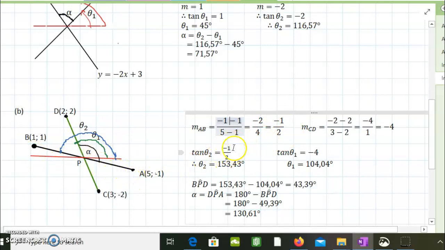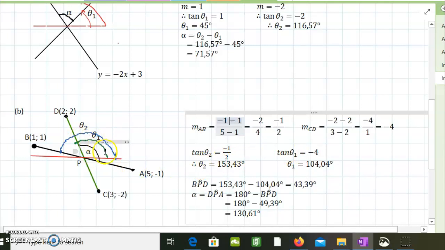So we can use that gradient and we can work out what theta 2 is. Remember, theta 2 is the angle of inclination of this line here, AB. Employ your calculator and say second function tan, add 180, because when we have a negative gradient we have to add 180 to get the positive angle of 153,43. So that's theta 2.